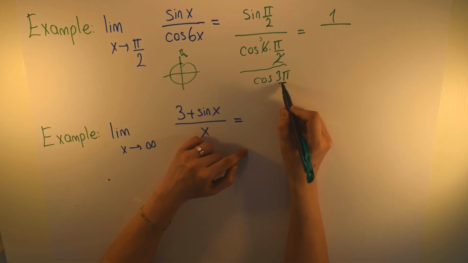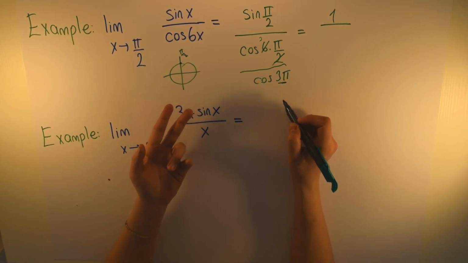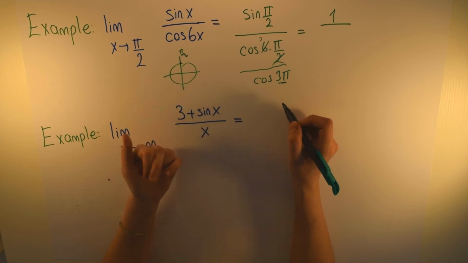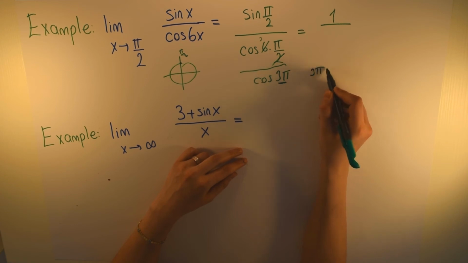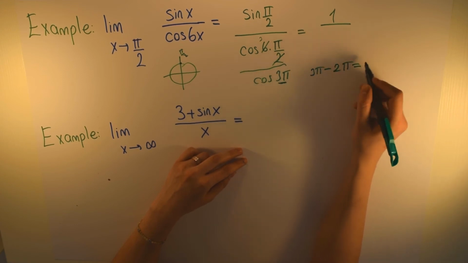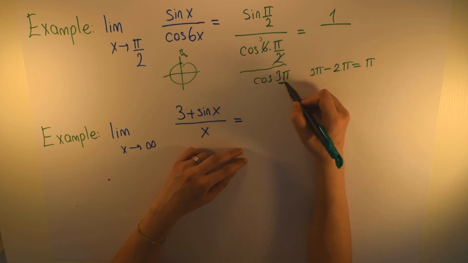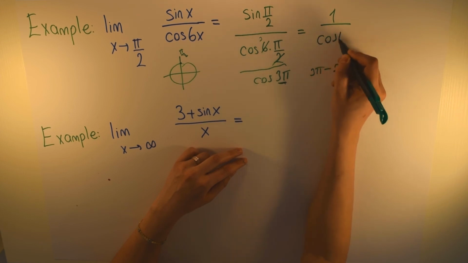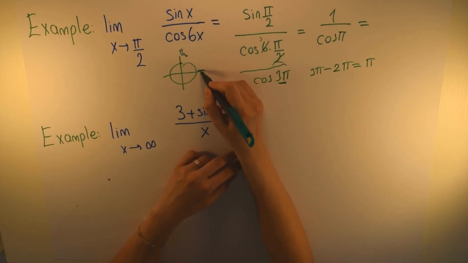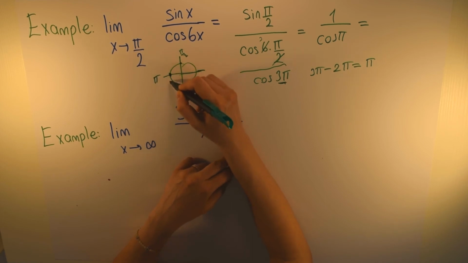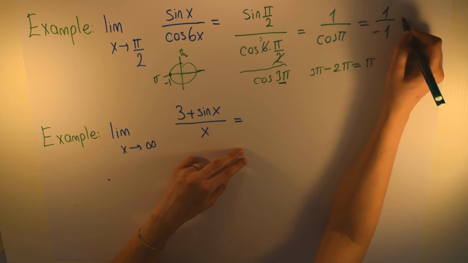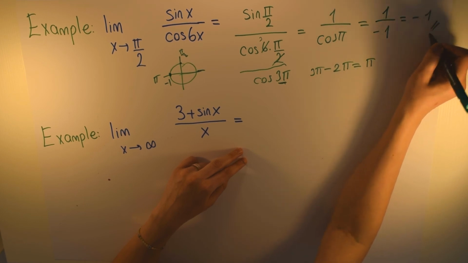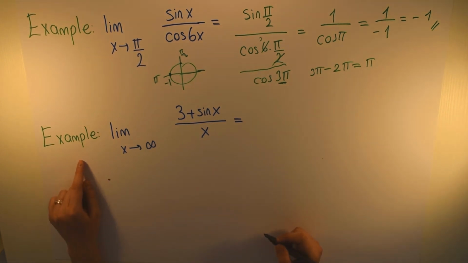Here 3 pi is bigger than 2 pi. So what we should do is find its principal angle, right? How do we do that? We subtract 2 pi. From 3 pi, when I subtract 2 pi, this is equal to pi, right? So instead of cosine 3 pi, I can write cosine pi. Cosine pi, pi is here, and its cosine value is equal to minus 1, right? So this is 1 over minus 1, and this is equal to minus 1. So let's look at our second example.